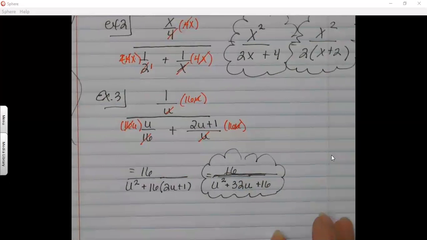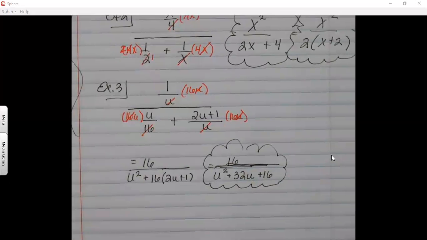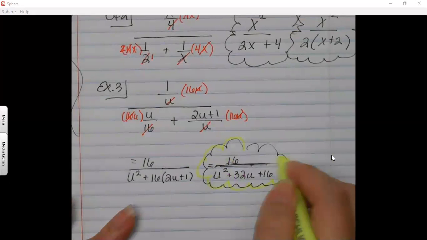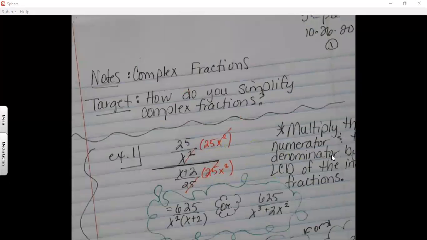Questions on that one? All right, example 4. Am I going too fast, too slow, just right? All right.